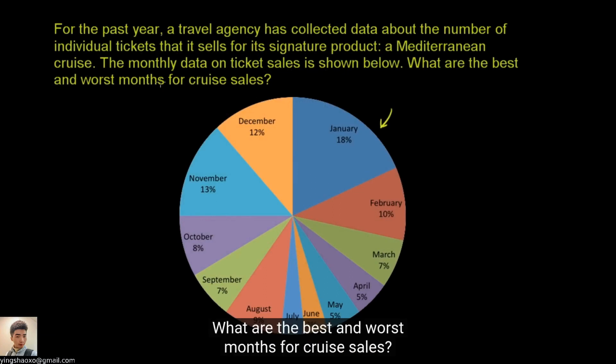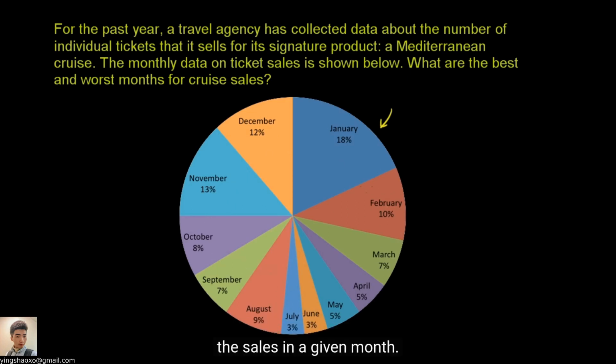What are the best and worst months for cruise sales? They've given us this diagram. This is usually called a pie chart or pie graph because it looks like a pie that's sliced up. It's sometimes called a circle graph, but pie graph is one. And then they say it's monthly ticket sales. So each of these slices represents the sales in a given month. For example, this blue slice over here represents the sales in January.